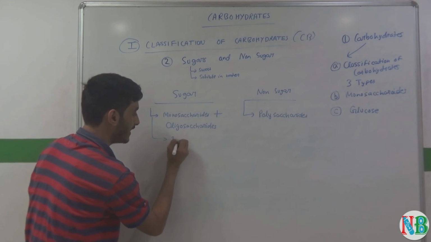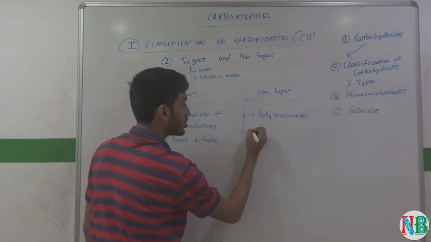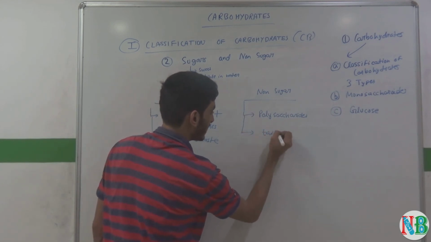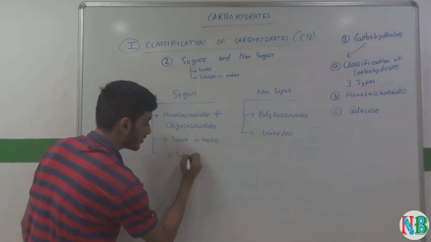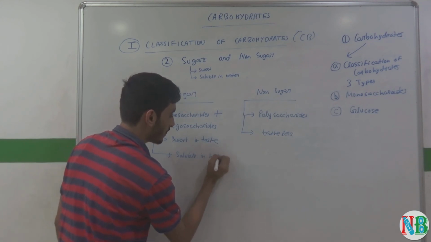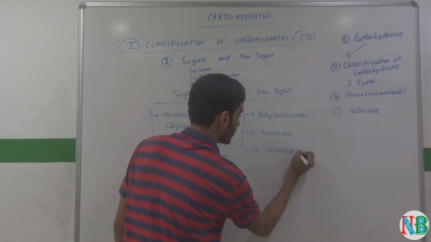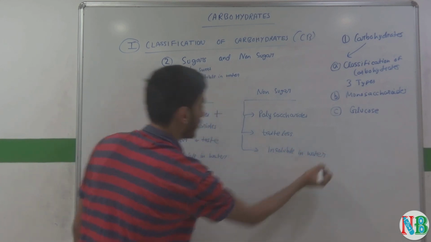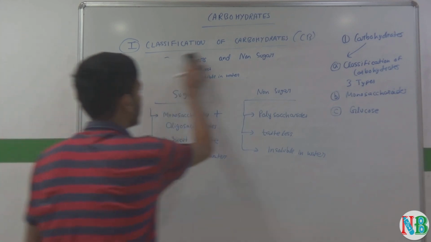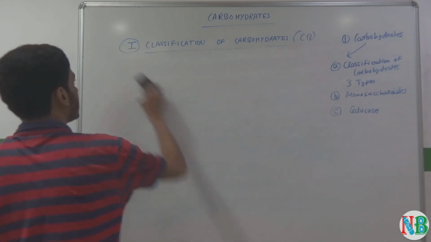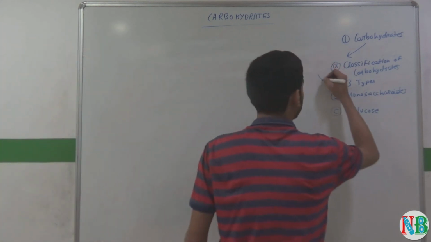The sugars are sweet in taste. Non-sugars are tasteless. Sugars are soluble in water. Non-sugars are insoluble in water. Okay, so it is a type of classification of these compounds. So we have completed the first section. It is done.